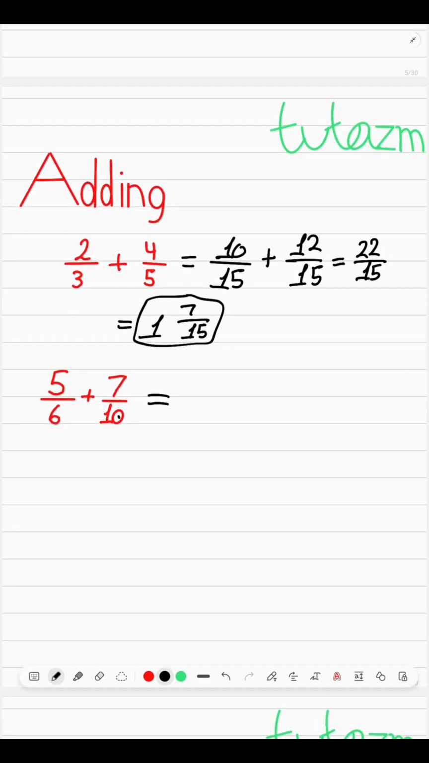Pause the video and have a go at the example at the bottom. Alright, let's take a look then.